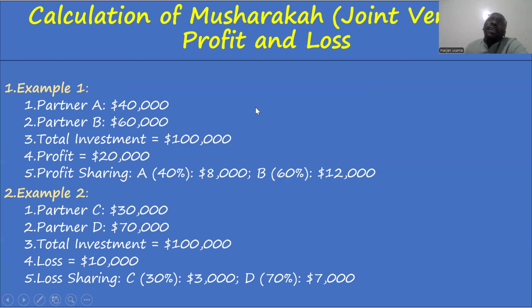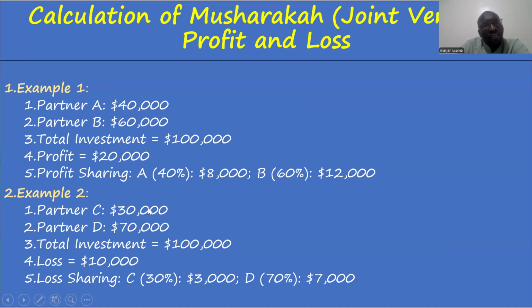Now, they do their business for some time and they get the profit. They get a profit of $20,000. So then how are they going to share this profit? So it will be on a 40-60. So A, because he invested 40,000, which is 40%. So 40% of 20,000 is 8,000. Then 60% of the profit, 60% of 20,000 is 12,000. That is the profit.